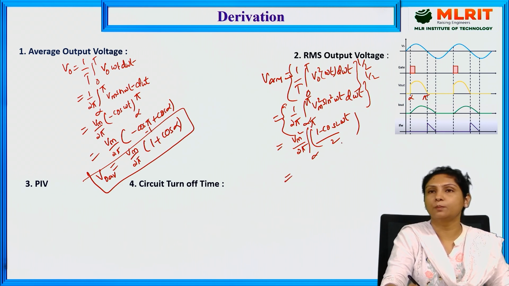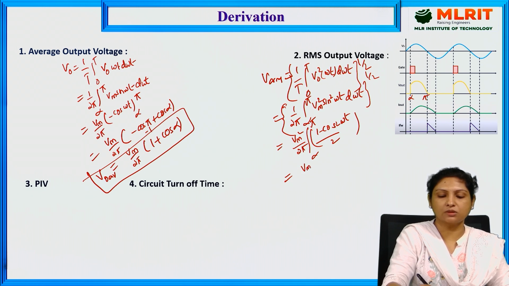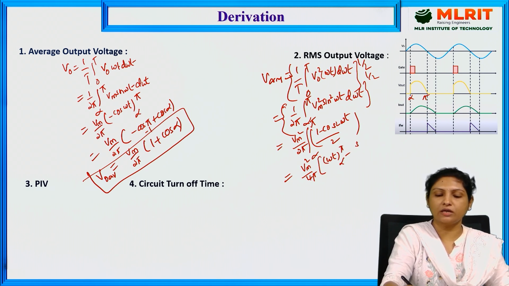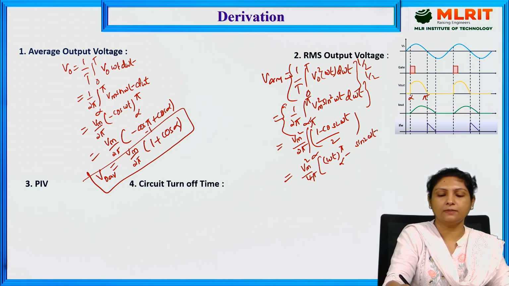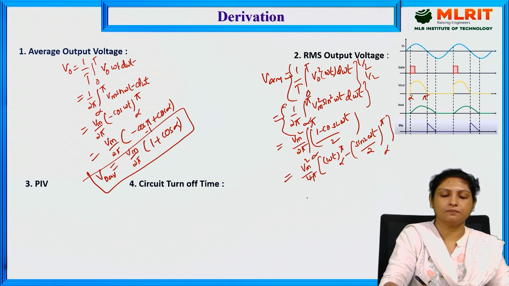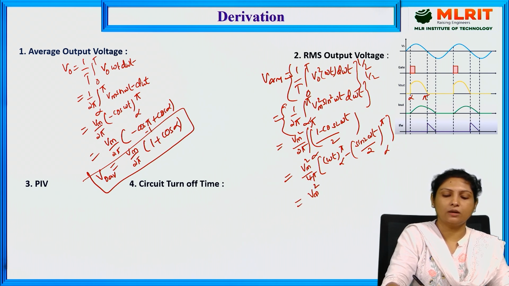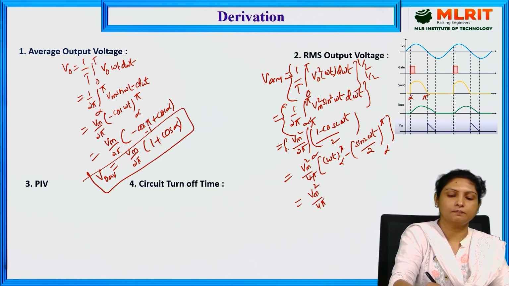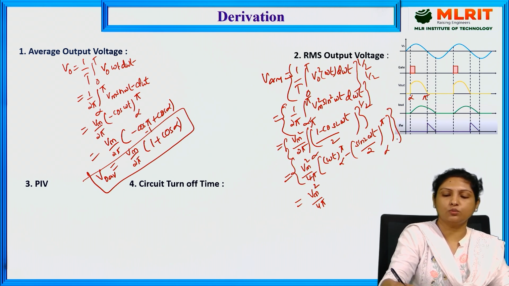We get, bringing this 2 outside, Vm square by 4 pi, integration of 1 is omega T within the limits alpha to pi, minus integration of cos 2 omega T is sin 2 omega T by 2 within the limits alpha to pi. We get Vm square by 4 pi whole to the power of 1 by 2.